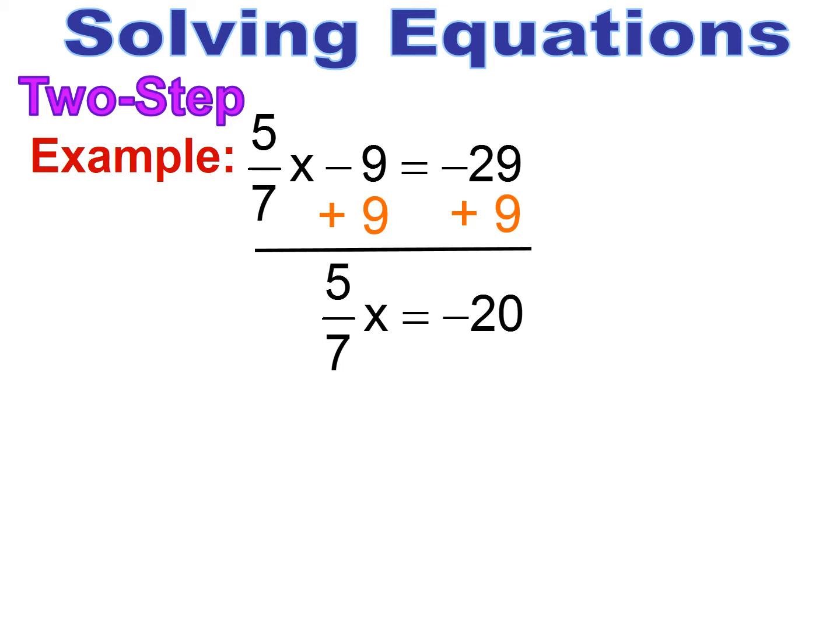Now remember, whenever you have a fraction attached to a variable, you need to use the reciprocal in order to get a coefficient of 1. The reciprocal of 5 over 7 is 7 over 5. And you multiply. That is what's going to remove that fraction and get me that coefficient of 1. And whatever you do to one side of the equal sign, you have to do to the other. So make sure you multiply the other side by the reciprocal of what's attached to the variable.